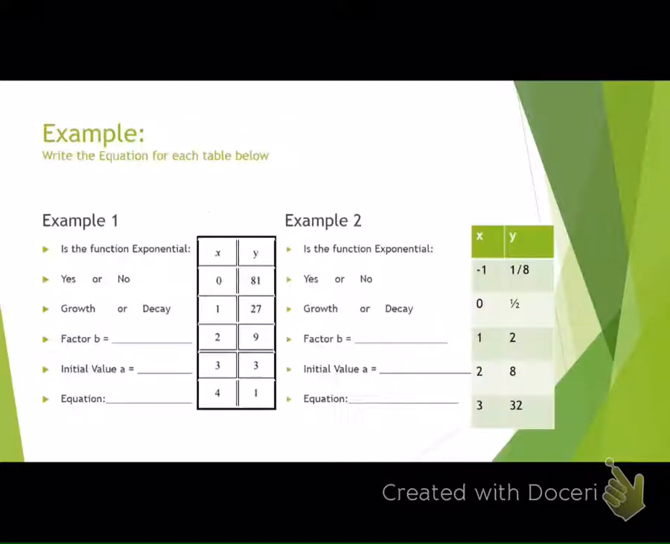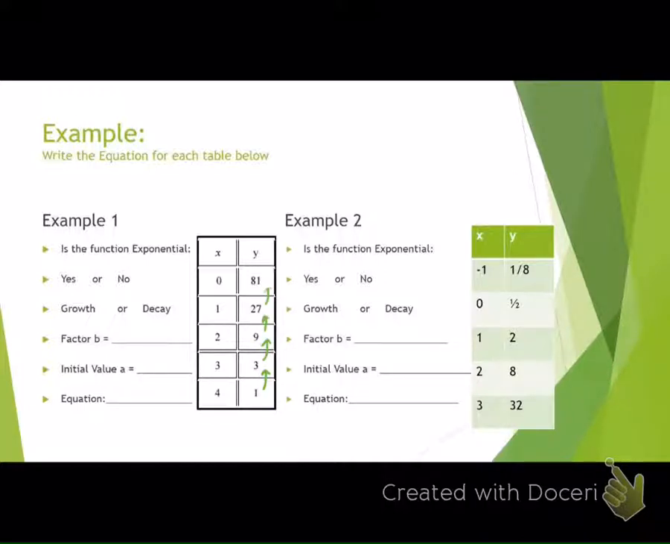All right, so write the equation for each of the tables below. So first of all, we have to determine if the function is exponential. So is the following function exponential? There's multiple ways to look at this. You can just see it and it's multiplying by what? 3? Nope. Close though. 1/3. So how could you find that if you cannot see it? You work from the top down to find that.